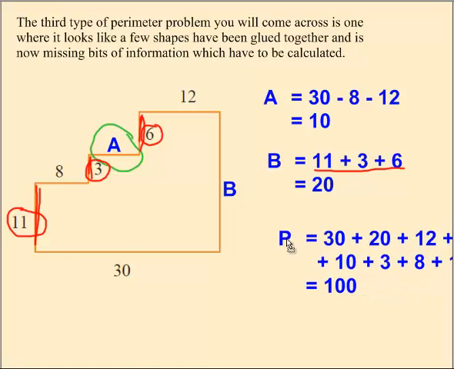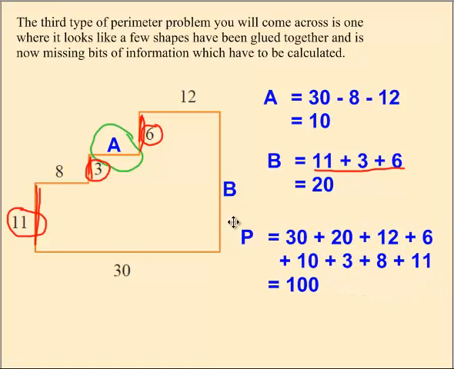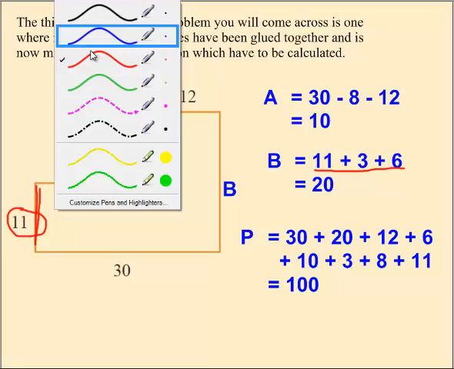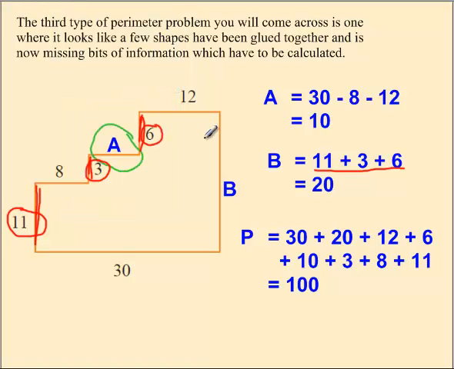Then it becomes a case of pulling every number, adding them all together, and remember, it's better to be systematic, so I started here down at the 30, and then I go around the shape. So I'm not trying to confuse myself by trying to add 30, then 8, then 12, then 6, and I just forget what numbers I've got. Start with one corner and work your way around the shape. 30, 20, 12, 6, A, which was 10, 3, 8, and 11. Add all those up, and I've got 100.